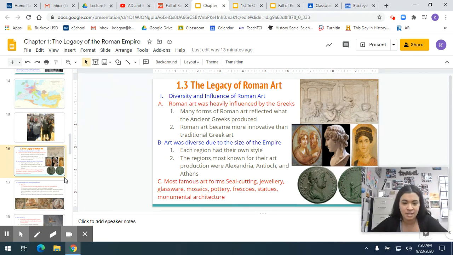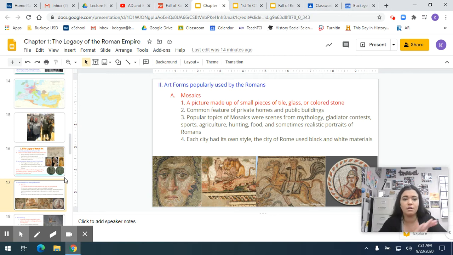The most famous forms of art were seal cutting, jewelry. Yes, they had jewelry. I think I have more examples of that later. Glassware, mosaics, pottery, frescoes, statues, and monumental architecture, which is a lot of what we still see today. So those were the art forms popular with the Romans.